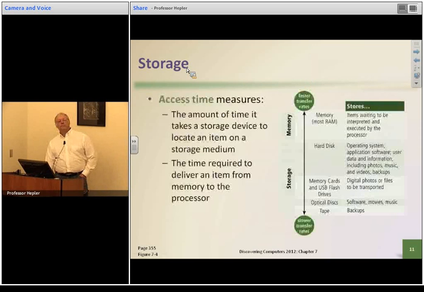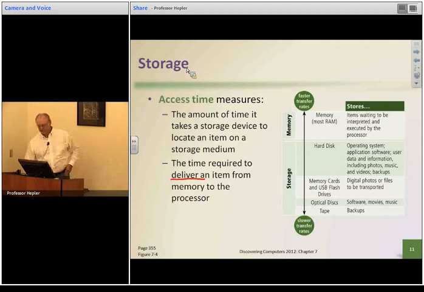Access time. Well, every physical device has some amount of time it takes to find where the data is stored and then to retrieve it and bring it back to you. So the access time is the amount of time it takes the device to locate and then deliver it. Locate, retrieve, and deliver it.